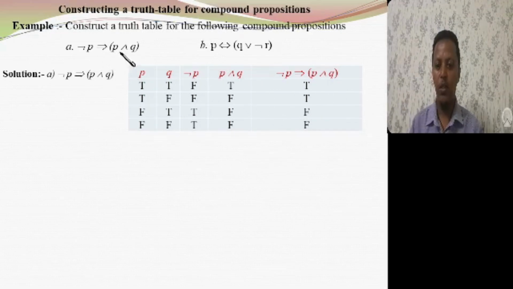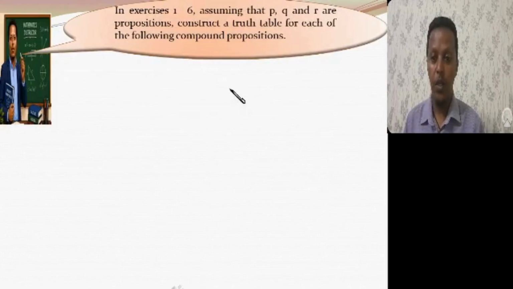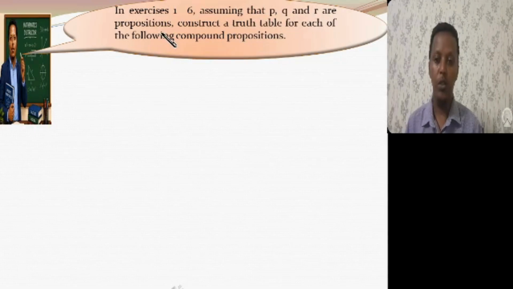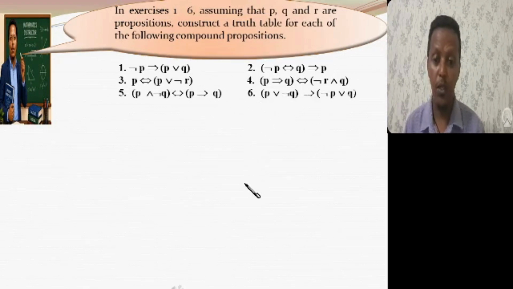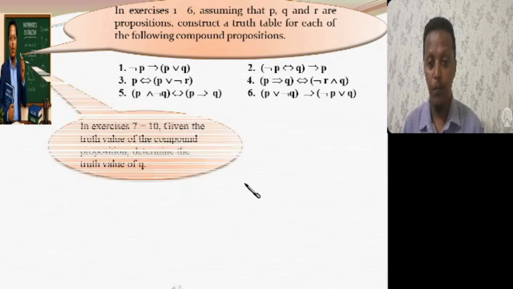So this is the truth table for the compound proposition negation P implies P and Q. Now in exercises 1 up to 6, assuming P, Q, R are propositions, you are required to construct a truth table for the given compound proposition. So for 1 up to 6, try to construct a truth table.